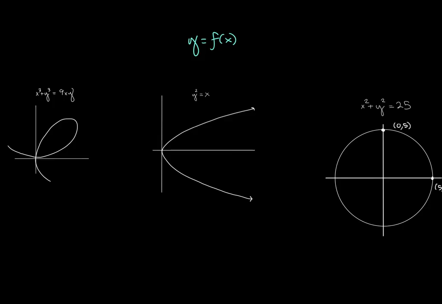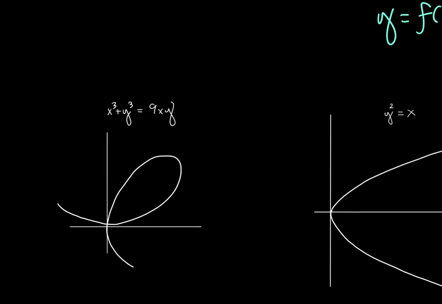But another situation can easily occur where we encounter equations such as this one right here. This is, again, the folium of Descartes. We just learned about Descartes. If we had an equation of the form x cubed plus y cubed is equal to 9x times y, in that case, it's very hard to get y by itself in that equation.